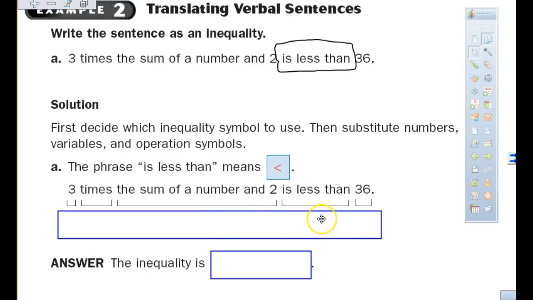So now we need to translate it, right? When we're translating our phrase, 3 times the sum, the sum tells us to put this whole thing in a parenthesis. What are we summing? We're taking 3 times that. The sum of what, Abby, if you're reading it? The number and 2. What do you want to use for your number that we don't have any clue what that is? N. So we're going to have N.